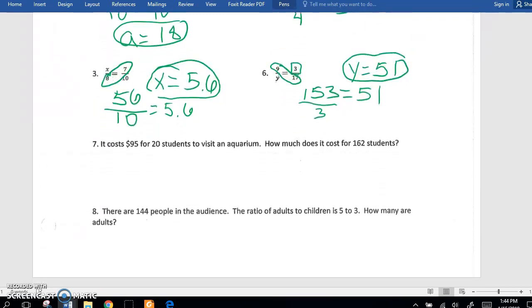Number 7, it costs $95 for 20 students to visit an aquarium. How much does it cost for 162? I totally use this all the time. Anytime we're doing field trips, stuff like that.